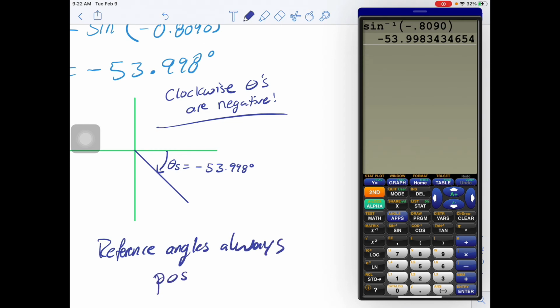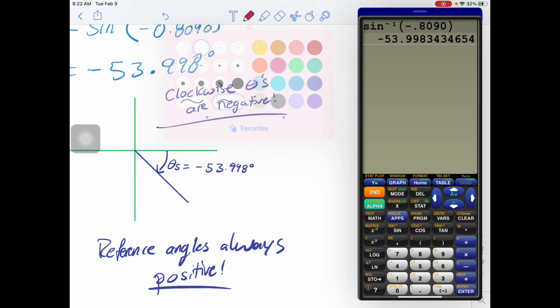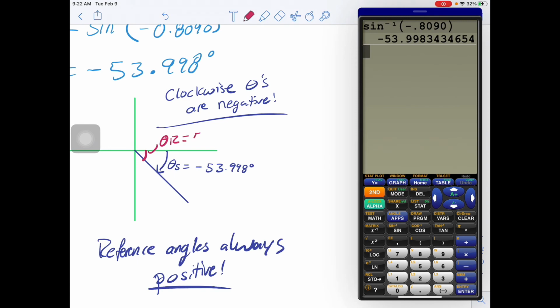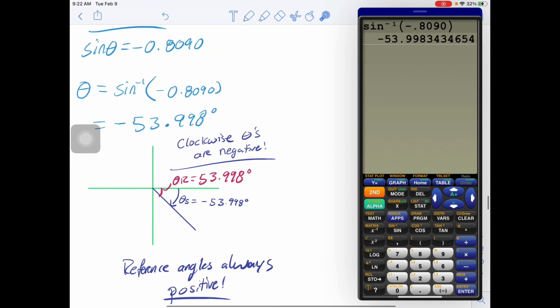Always positive. So what does that mean for this standard angle? Well, the standard angle here is the clockwise angle that's given. And in this case, that means our reference angle also equals 53.998 degrees. So we now have a reference angle that is related to this sine ratio.